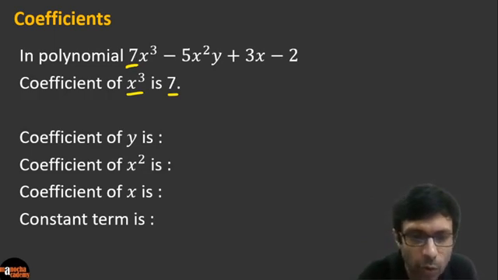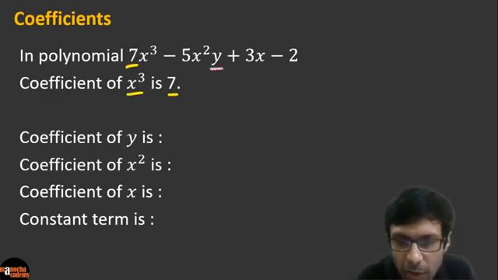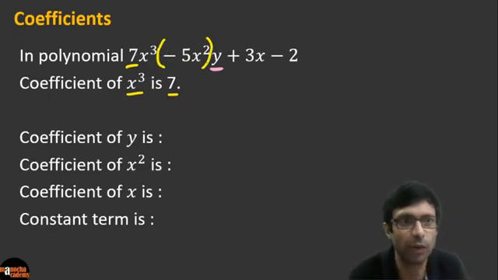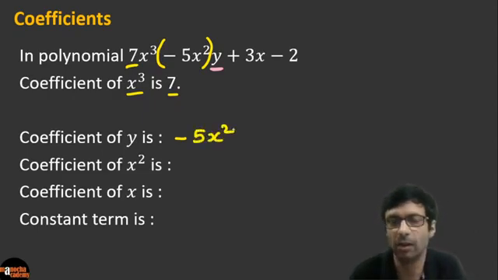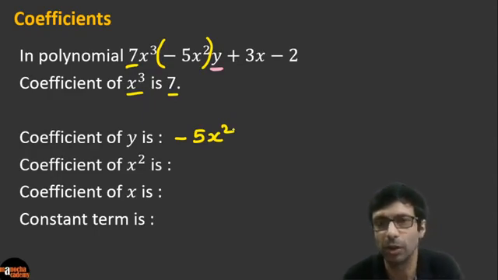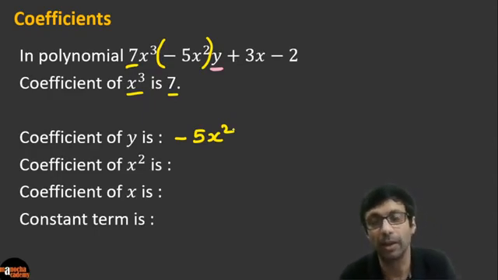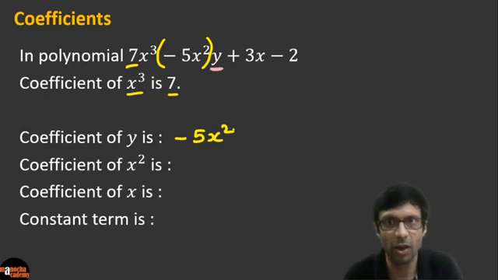Very simple. If you take a look at y here, what is the remaining part? Let's mark the remaining part here. The remaining part is not just 5x squared, but the minus sign also. So don't forget to take the negative sign. That's a common mistake. So the coefficient of y is minus 5x squared. If it's positive, we don't write plus 7, but the negative sign has to be written. So minus 5x squared is the part remaining from y.